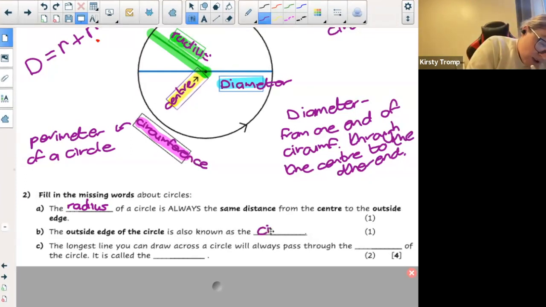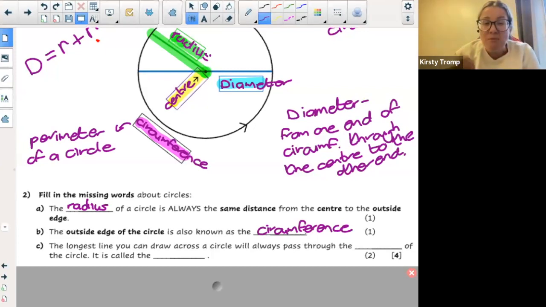All right. Number B, the outside edge of a circle is also known as a circumference. And we also say that it could also be called a perimeter. And finally, the longest line you can draw across a circle will always pass through the center of the circle, and it's called the, what's the longest line that passes through the center, guys? Well done. It's known as the diameter.